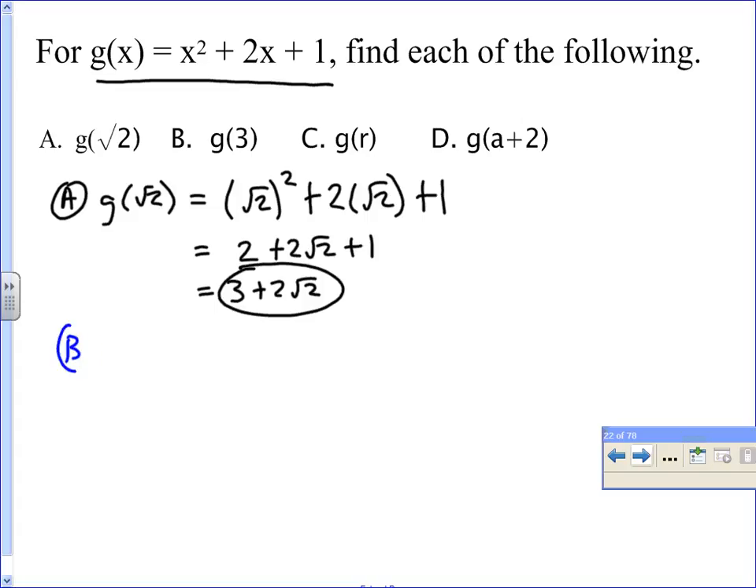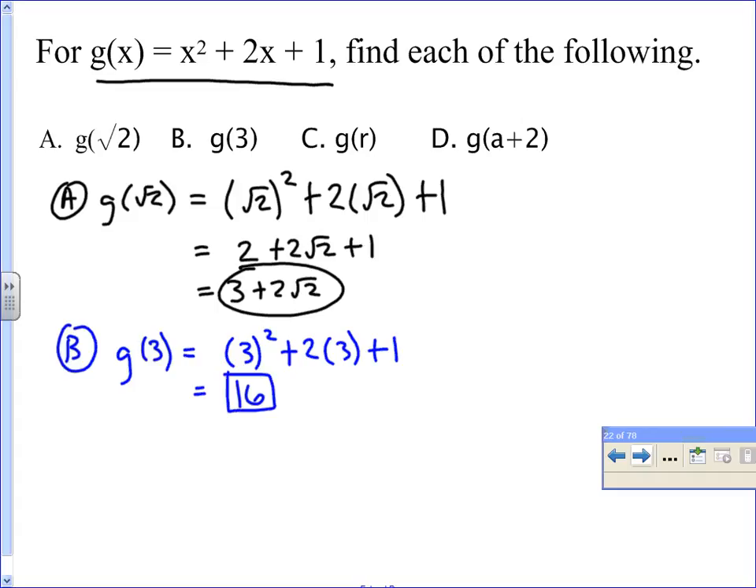Okay, now for B, this one I'm finding g of 3. And so again, I'm going to replace my x's with 3. And when I simplify that, I get 9 plus 6 plus 1, which is going to give me 16. All right, and so it's that. And then for C, this one I'm finding g of r. So if I'm finding g of r, then it's just replacing all the x's with r. And that's all we can do for that one.